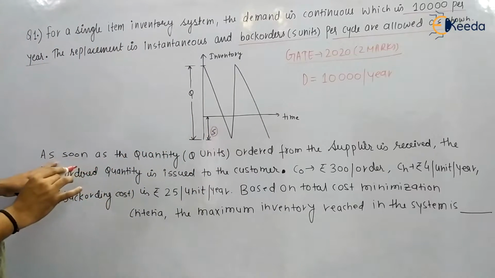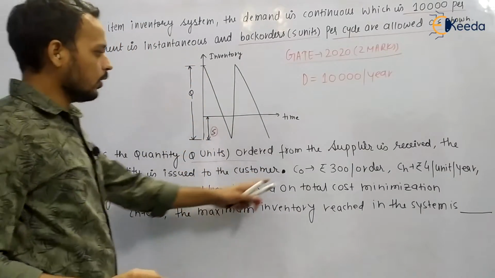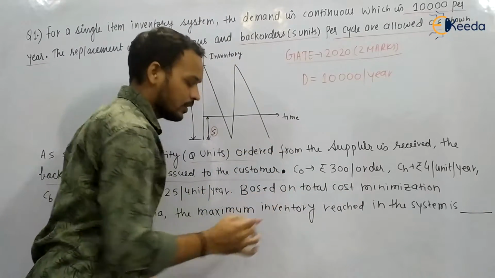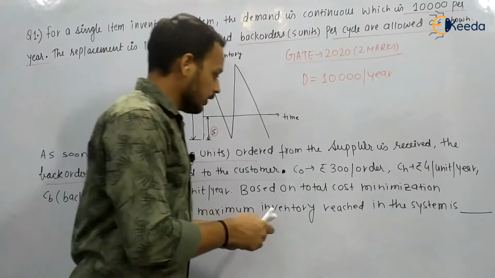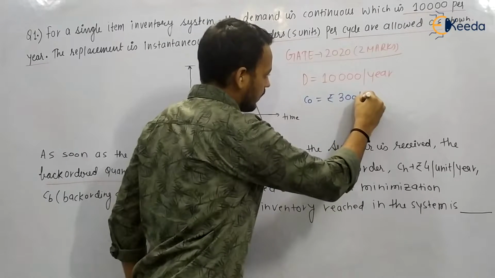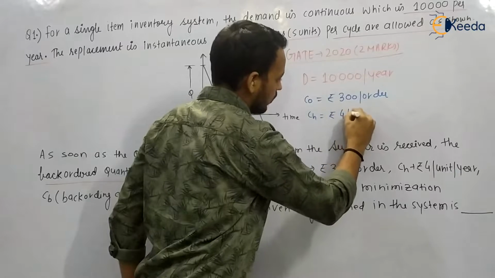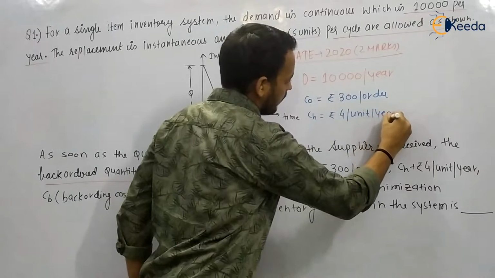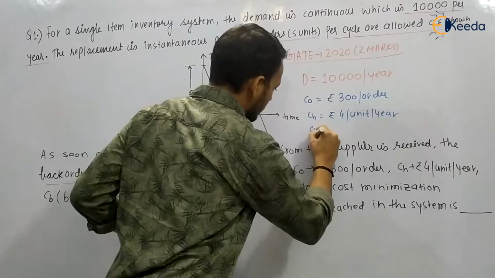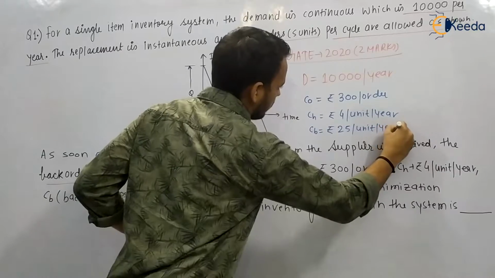And it is saying that as soon as the quantity Q ordered from the supplier is received, the back order quantity is issued to the customer. C naught they have given. C naught means ordering cost, rupees 300 per order. CH, that is holding cost, is rupees 4 per unit per year. And CB, that is back ordering cost, is rupees 25 per unit per year.